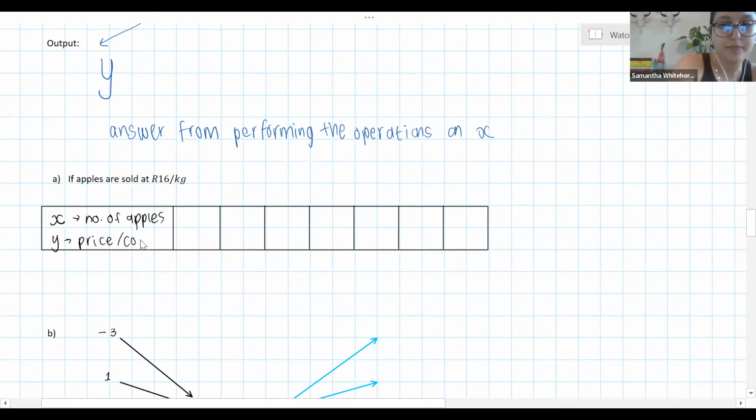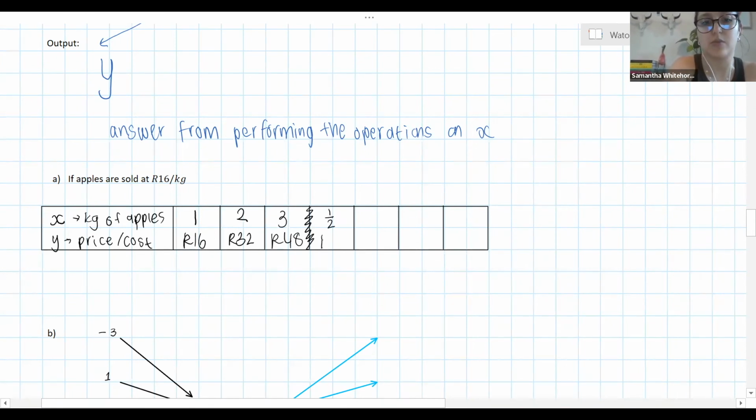I can then start to form a table. Okay. So we spoke about the fact that 1 kilogram, and let's maybe change this number of apples to kilograms of apples. That's a better description. 1 kilogram would cost me 16 Rand. You guys told me 2 kilograms would cost me 32 Rand. 3 kilograms, 48 Rand. We sort of went on a bit of a tangent here, and I said, what happens if you buy half a kilogram? And you told me it would cost 8 Rand. But essentially, there's this relationship that for every kilogram I buy, I'm going to pay 16 Rand.